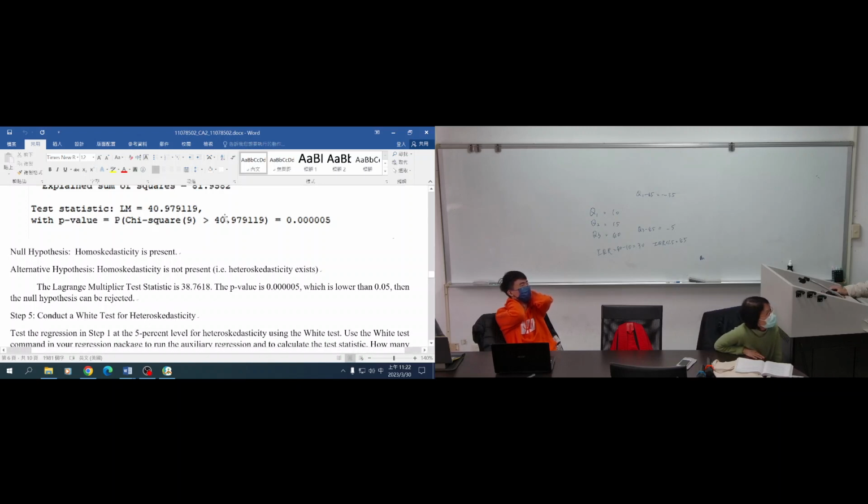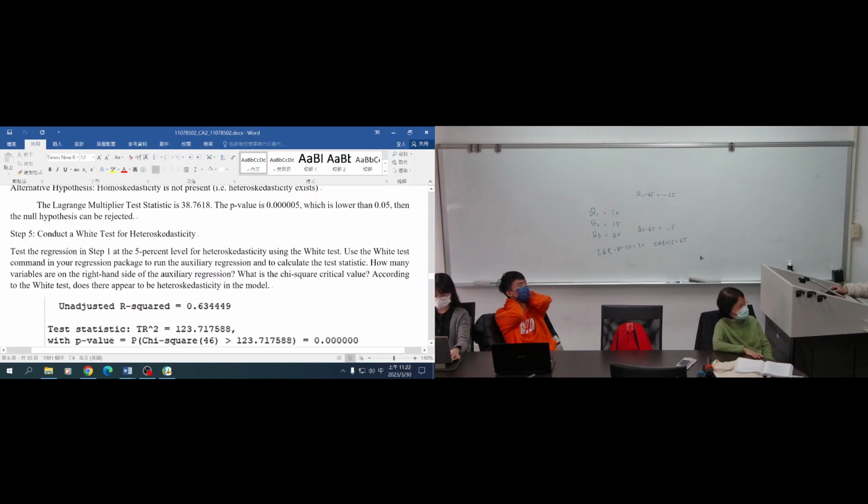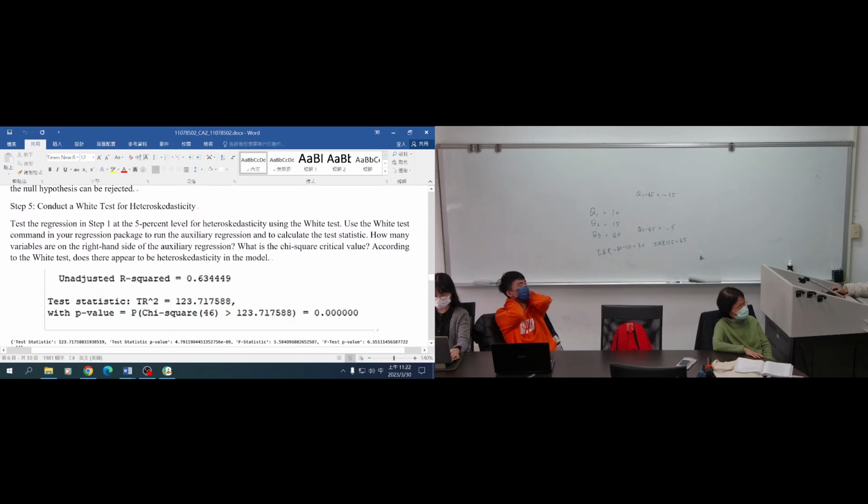And then for the null hypothesis, homoscedasticity is present, and the alternative is that it's not. And then the Lagrange multiplier test statistic is 38.76, and its p-value is very small, lower than 0.05. Then the null hypothesis can be rejected. And then conduct a White test for heteroscedasticity.